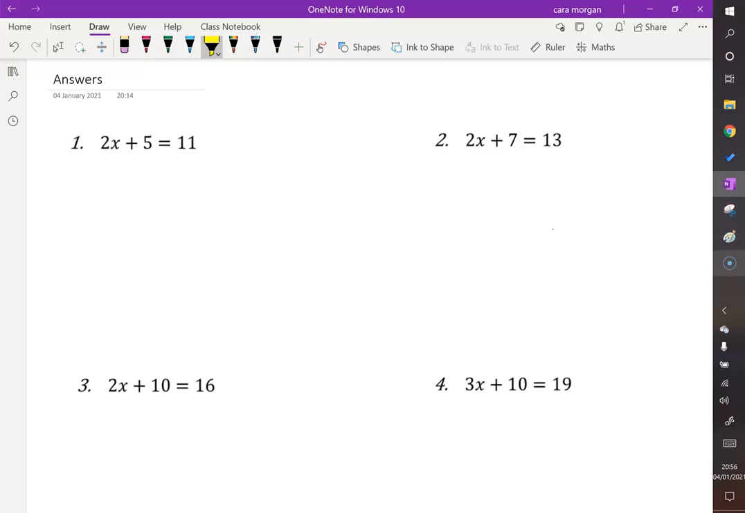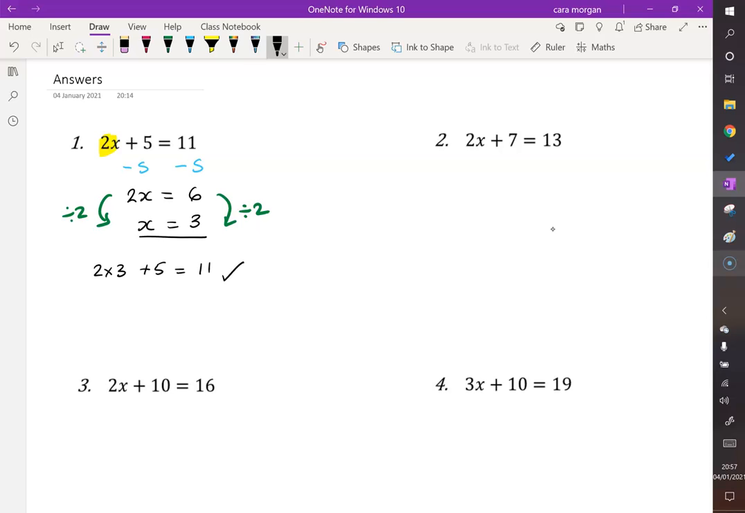Okay, right. So, I'm going to isolate 2x. I'm going to subtract 5 from both sides. I'm left with 2x is equal to 6. Therefore, I'm going to divide both sides by 2 and x is equal to 3. I'm going to check. 2 times 3 is 6 and 5 equals 11. It works. Lovely.